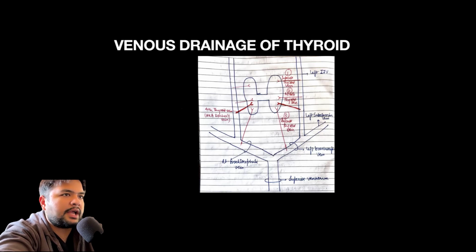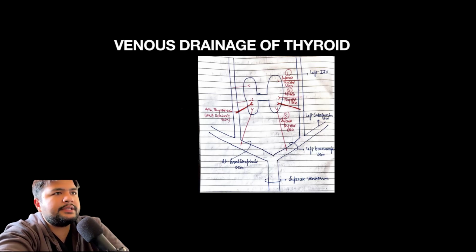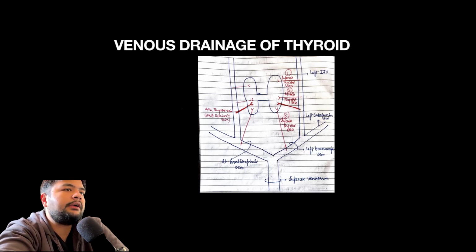So, coming to the venous drainage of the thyroid gland, here we can see that three main veins drain the thyroid gland: the superior thyroid vein, middle thyroid vein, and the inferior thyroid vein. And we also have a fourth thyroid vein, also known as Kocher's vein. So basically, Kocher's vein, the middle thyroid vein, and the superior thyroid vein drain into the internal jugular vein. But the inferior thyroid vein drains into the brachiocephalic vein, not into the internal jugular vein.